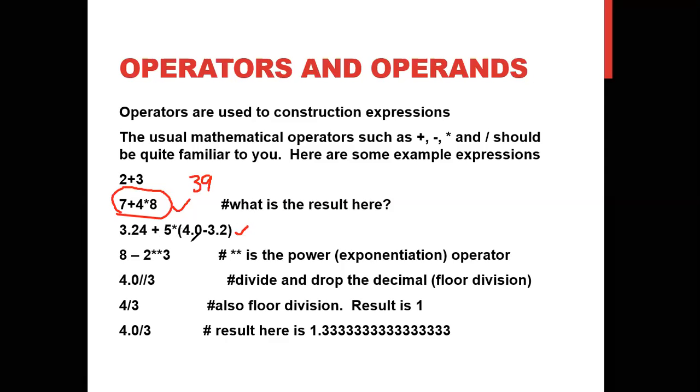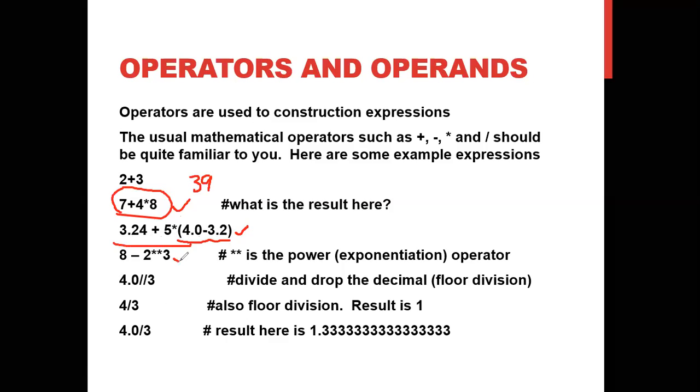In this expression, 3.24 plus 5 into 4.0 minus 3.2, first we calculate the parenthesis, that is 4.0 minus 3.2, and we get 0.8. Then 0.8 into 5, since multiplication has higher precedence than addition. So 0.8 into 5 is 4.0, that is 4. Then 4 plus 3.24, that is 7.24, is the result of this expression.